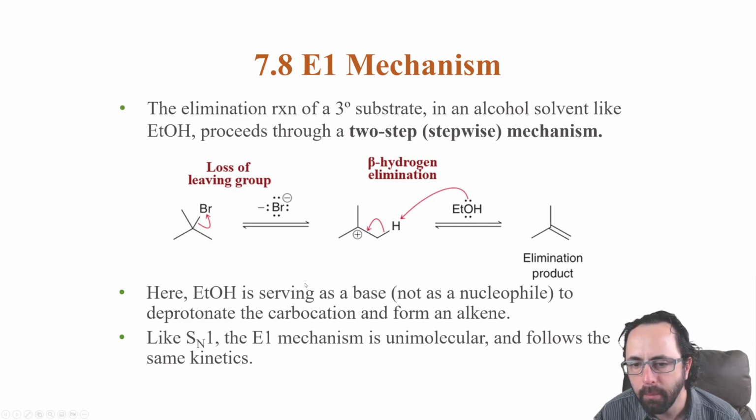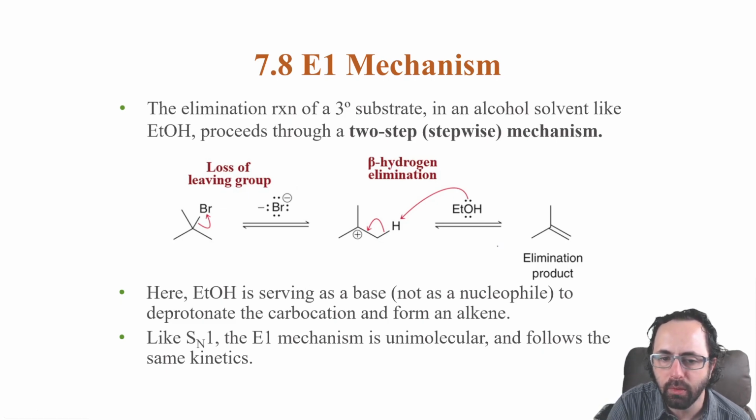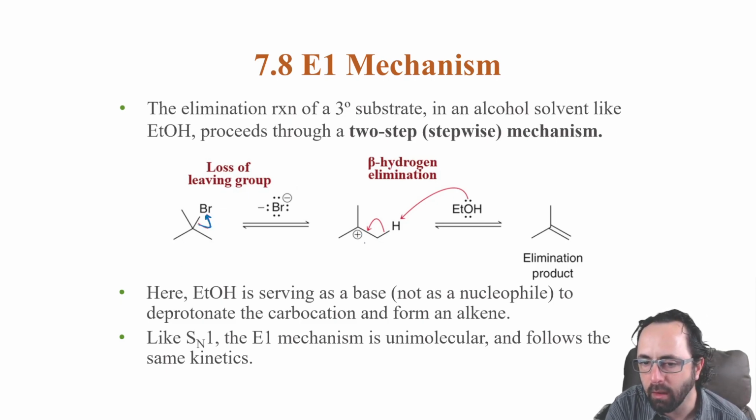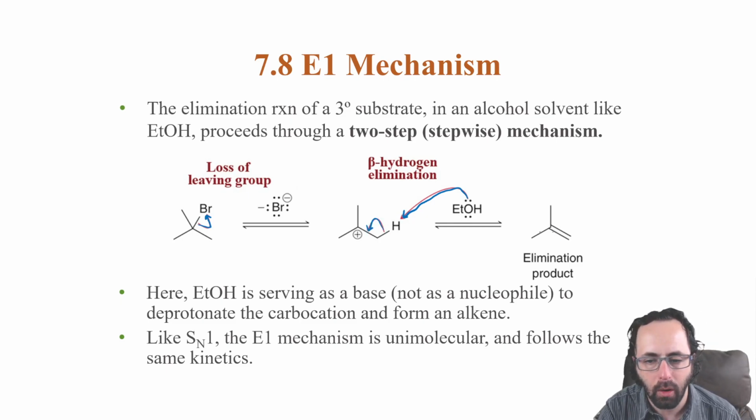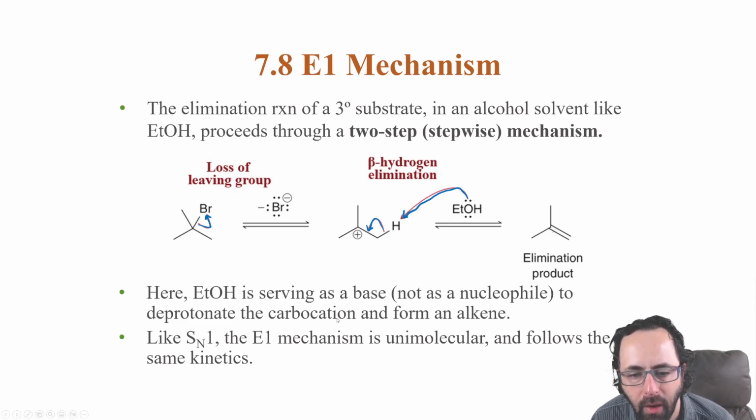So for an E1, the mechanism will occur like this. It will start with the loss of the leaving group, bromide here, like this, and then we'll get the carbocation intermediate, and on the neighboring carbon, any one of these would be equivalent, there is a hydrogen. The base, in this case, will do a proton transfer, grabbing the proton. 2 electrons will be left behind, and this will lead to our elimination product. So in this case, the ethanol is serving as a base and not a nucleophile to deprotonate this carbocation.